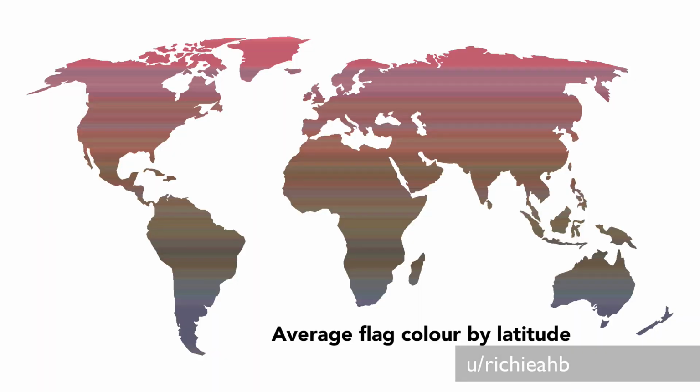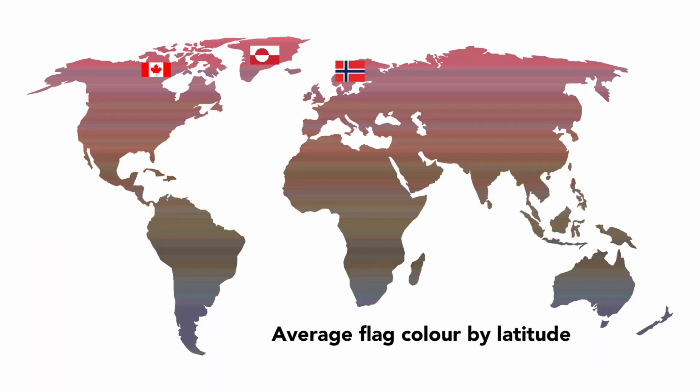So let's now look at flags. What this map does, it takes the average color of flags by latitude. So if you look at the top of the map, you can see it's a bit more red. As you go down, you can see it going a lot more purple. And then as we go down further, it's getting a bit more green and a lot more earthy colors. As we go down, you see it gets more blue again.